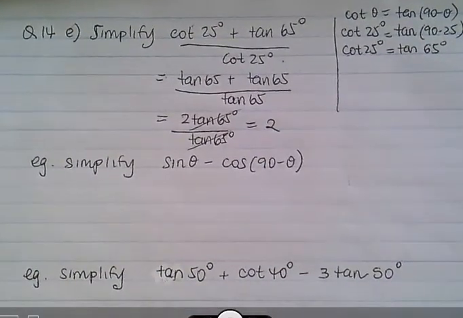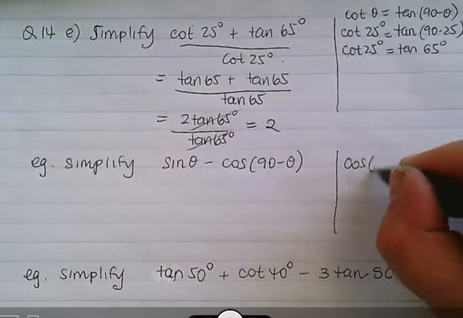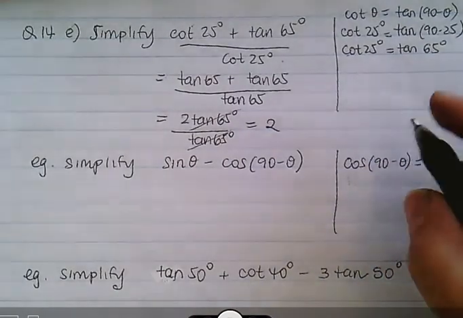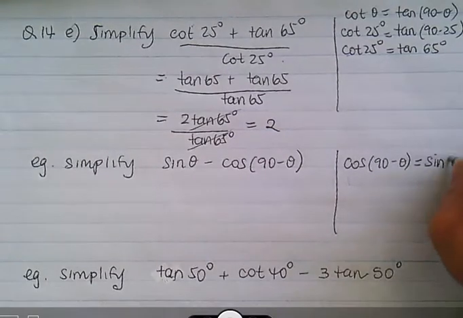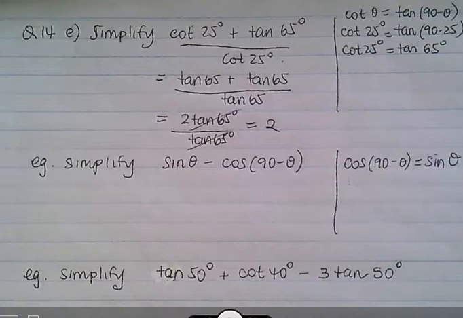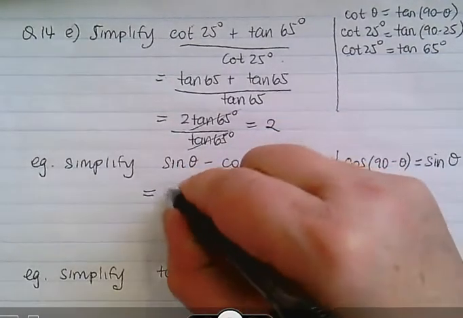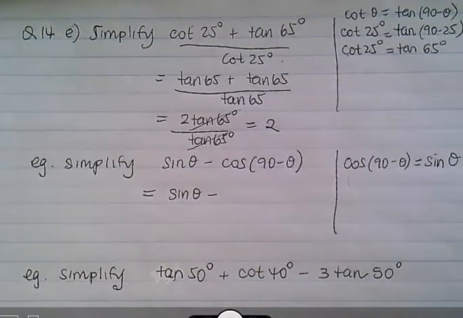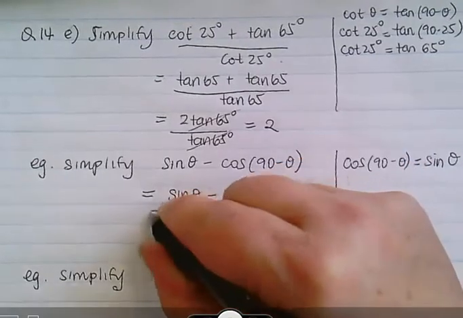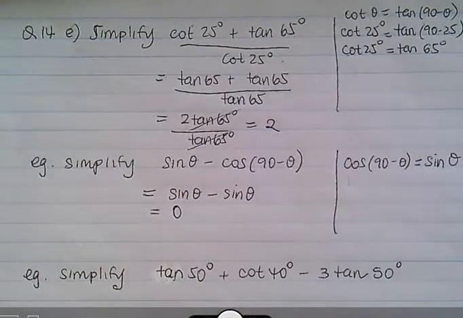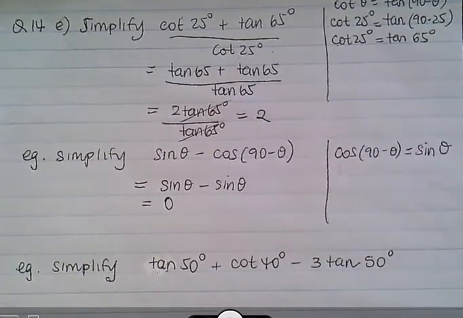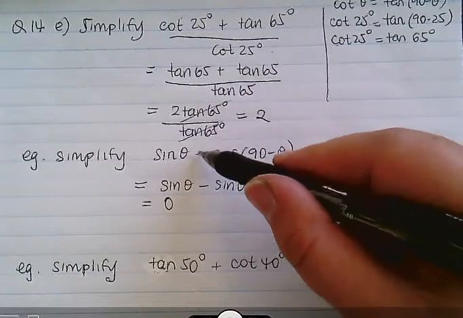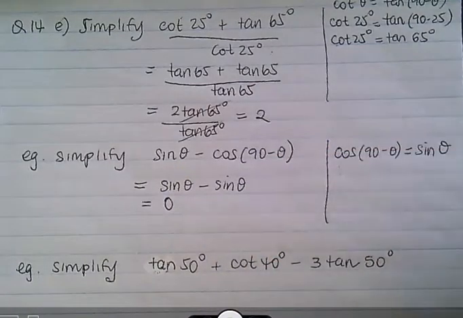Okay? The next one. We know that the cos of 90 minus theta equals what? Doesn't it equal sine theta? Because cos and sine are complementary. So if I'm simplifying that, I just replace the cos of 90 minus theta with sine theta, which is 0. Do you get that? Okay, so if I had a plus in the middle, I'd get sine theta plus sine theta, which is 2 sine theta.